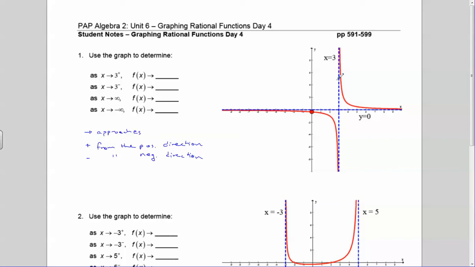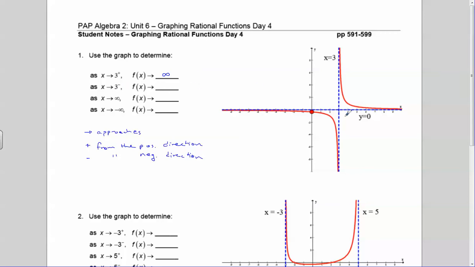So let's look at our graph. At x equals 3, there is a vertical asymptote. So what we were trying to find out is the value of this function as it approaches that vertical asymptote. First, we're going to look at the value of the function as it approaches from the positive side. So this is going to be from the right. As this function approaches the asymptote, you can see that the function value increases. And this is going to continue to increase infinitely. So f of x approaches infinity.